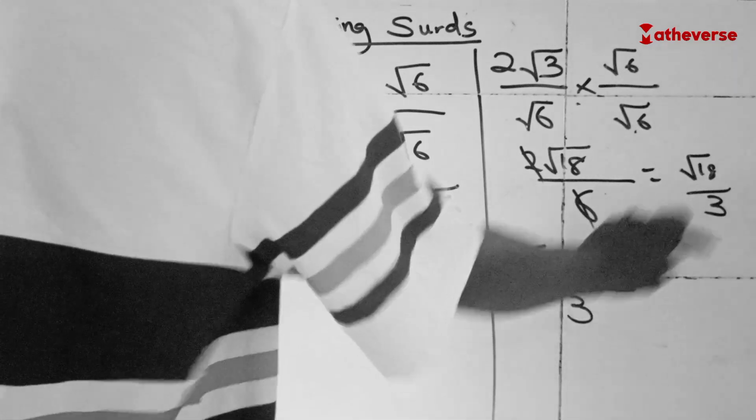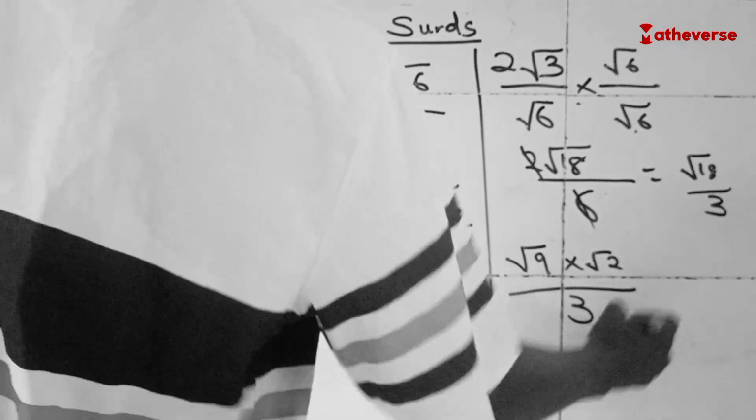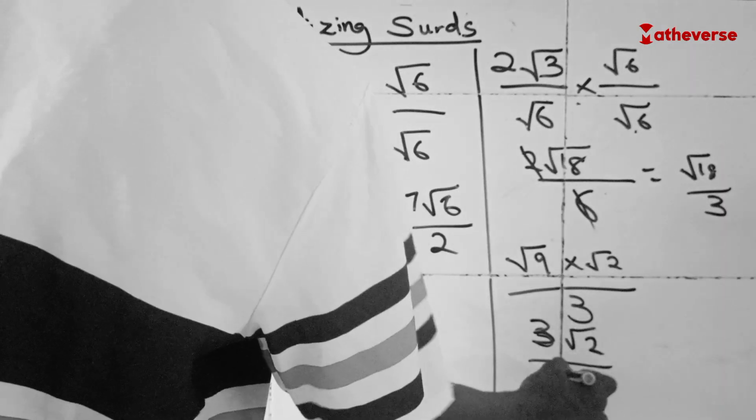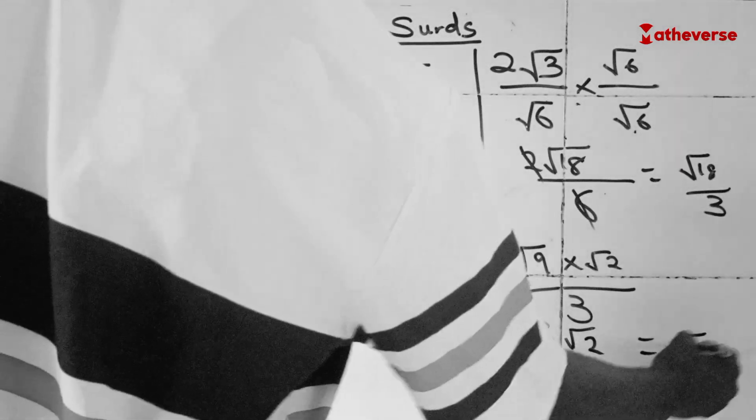So 9 times root 2 is what gave us 18. So now the square root of 9 is 3. So we'll now have 3 root 2 over 3. This 3 can cancel this 3. So your answer will be what? Root 2.